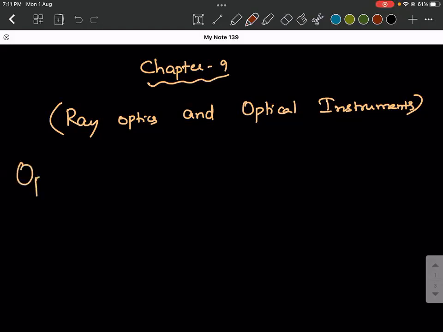So first, we need to understand the term optics. So what do we mean by the term optics?